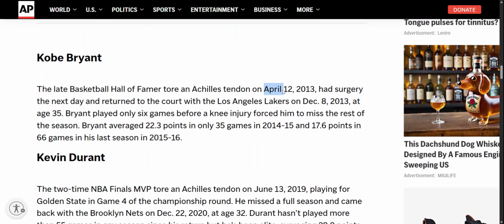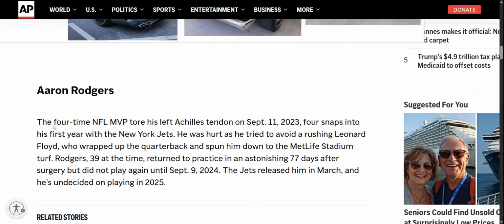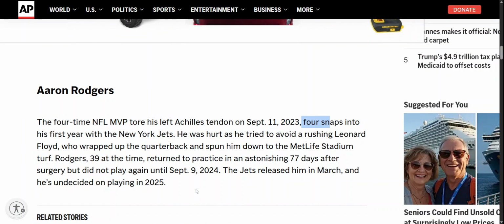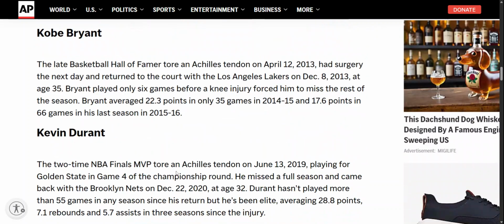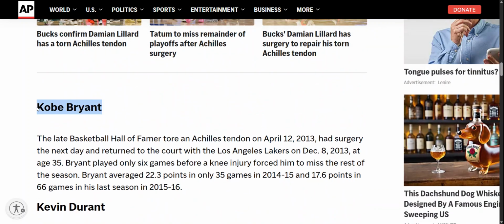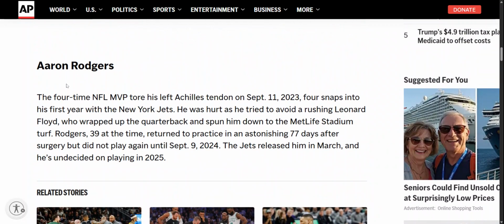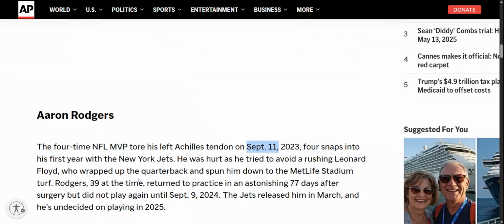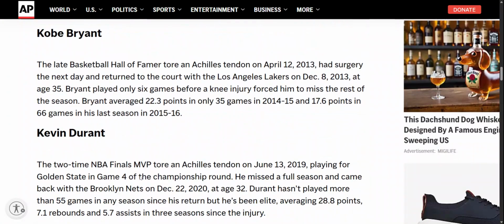Kobe in the 4th month in 2013, 20 plus 13 is 33. I don't even want to do this right now. The 4th month with the Rodgers 4-time NFL MVP, 4 snaps into his first year. Kobe with the air-related death. You get New York connected. Look, you get the 9/11 air-related tragedies. I don't want to do this right now, y'all. Don't make me do this.